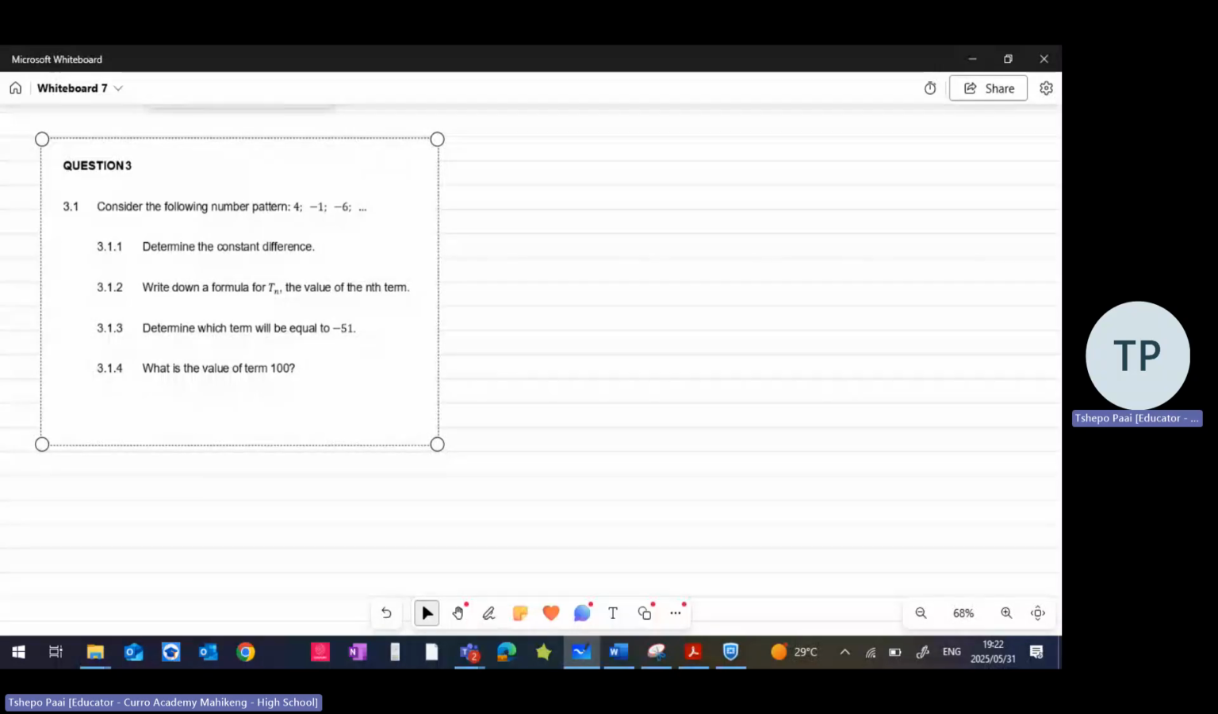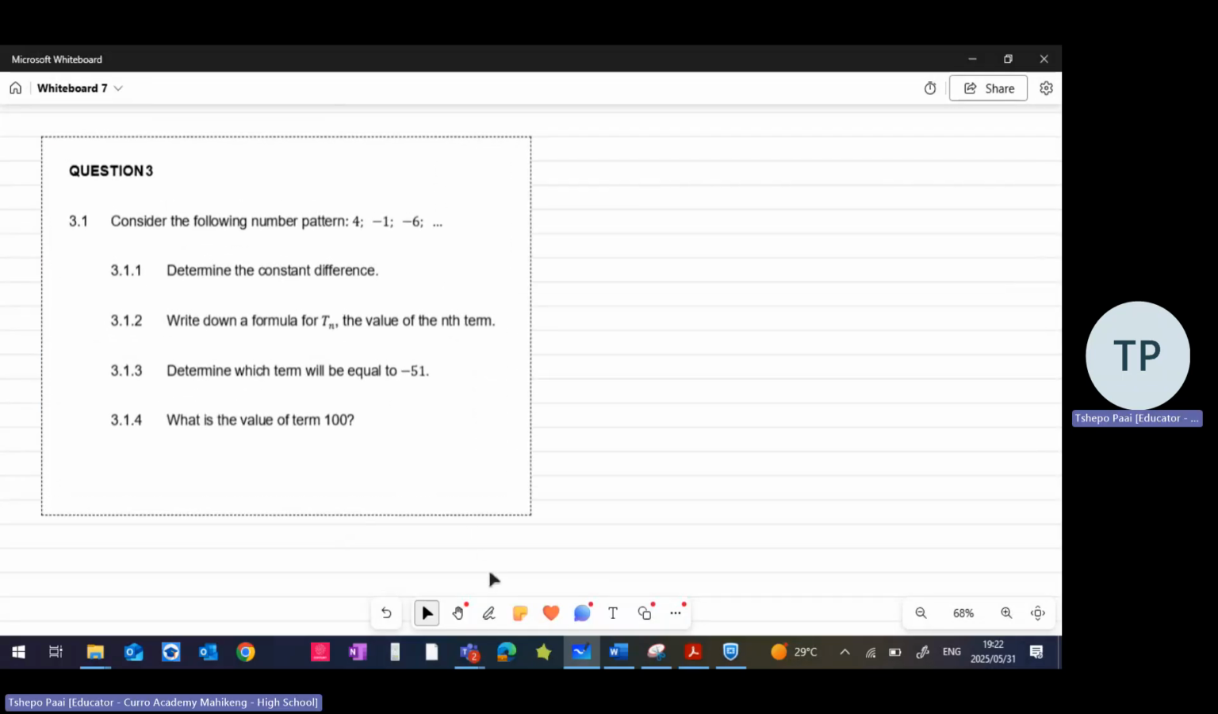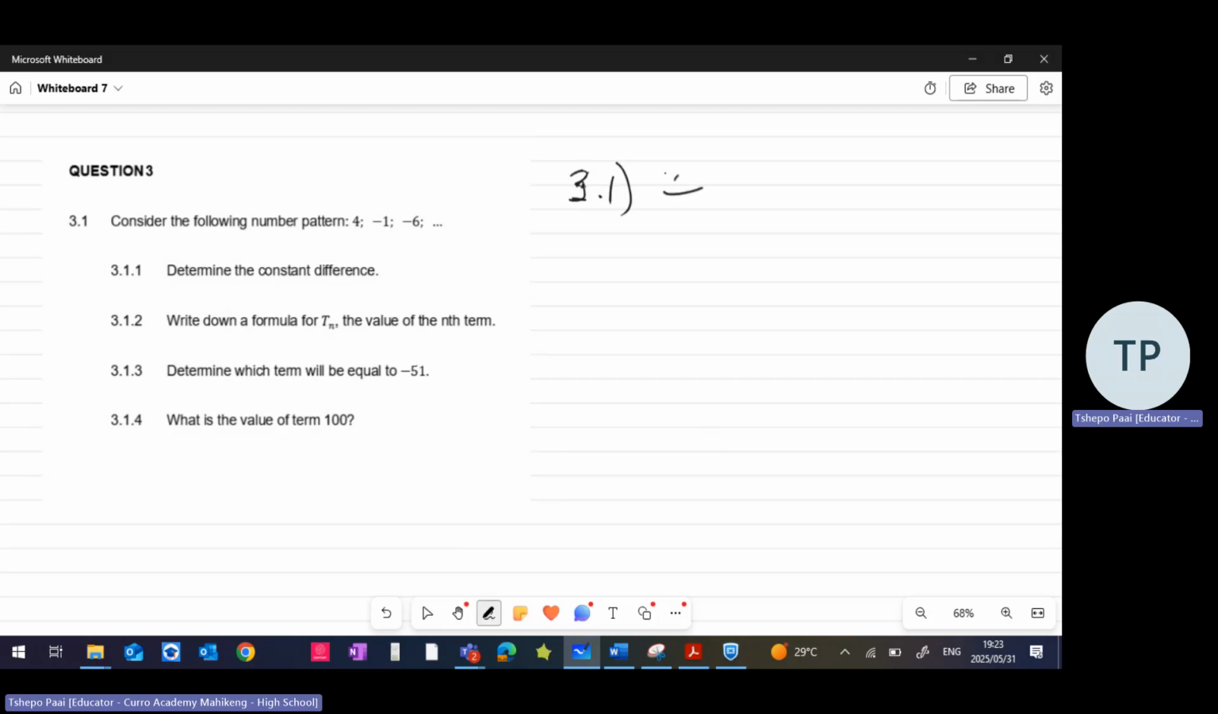of our assignment. Let us look at that question 3. That's number pattern. Under number pattern now, you are given that in 3.1, consider the following number pattern, where the first term is given to be 4, second term to be -1, third term to be -6.